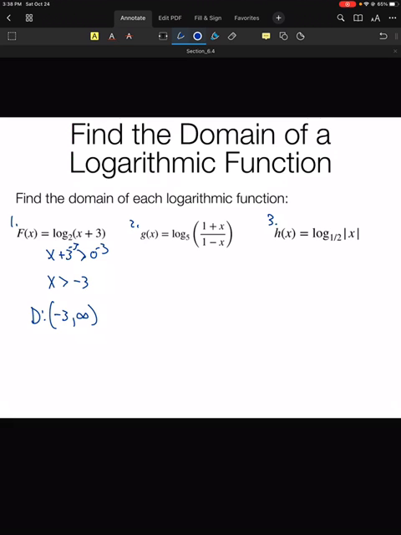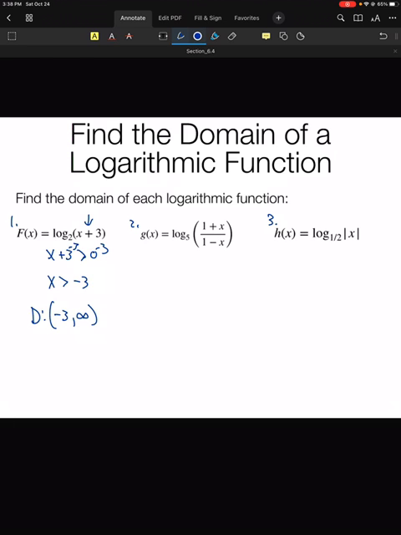Pretty simple. If you think about the function graphically, you're adding 3 to x, and that corresponds to a horizontal shift to the left of 3. So if I have a function where the domain is 0 to infinity and I shift left 3, the new domain is negative 3 to infinity. So that's number 1. That's an easy one. Number 2 is actually quite a bit trickier.